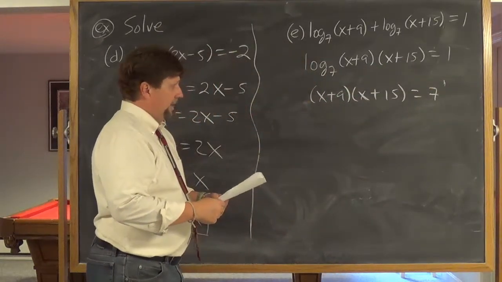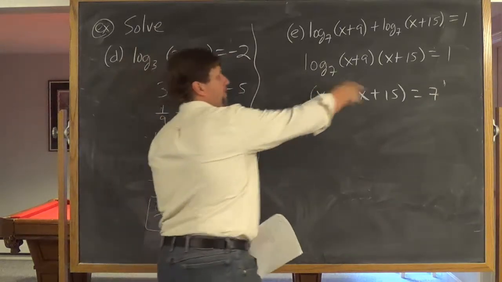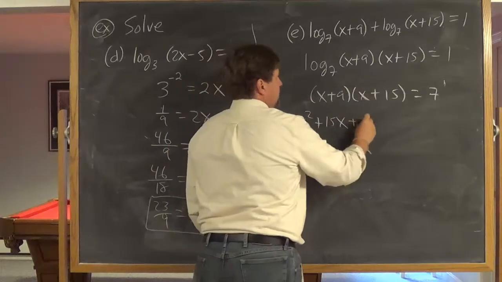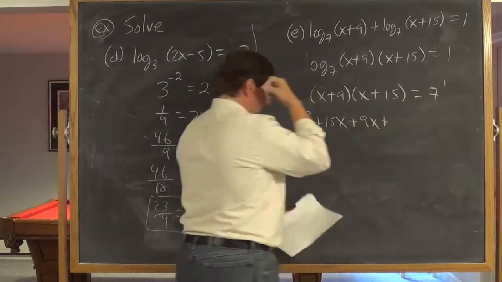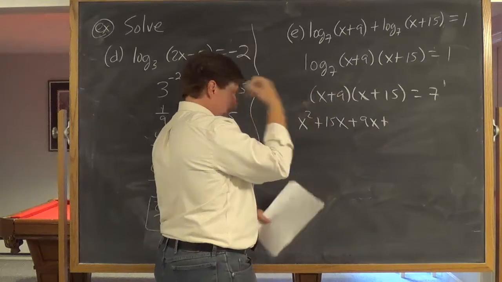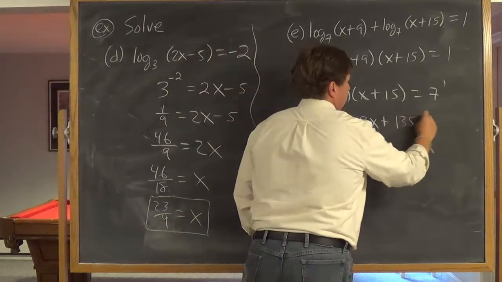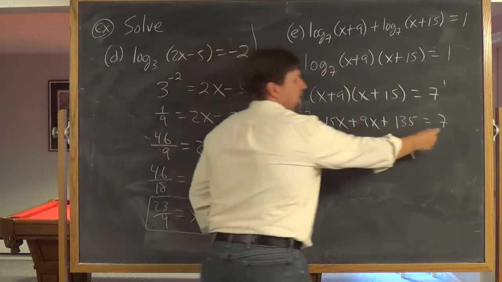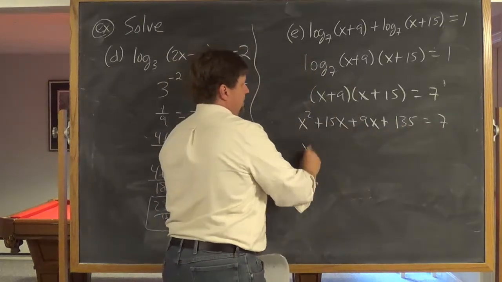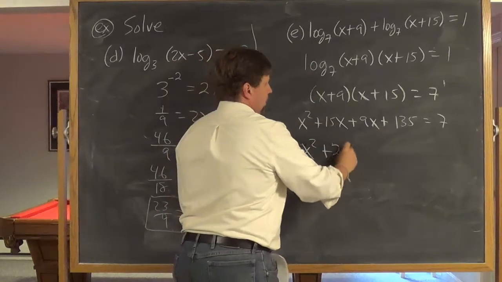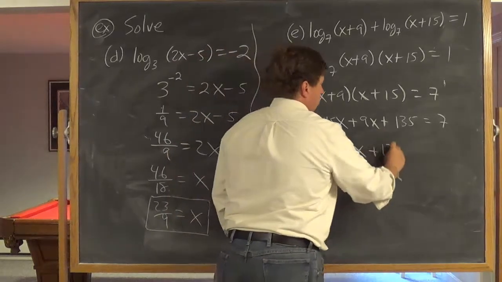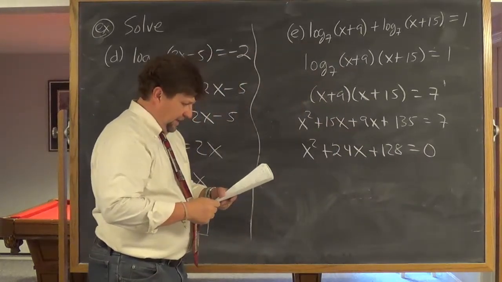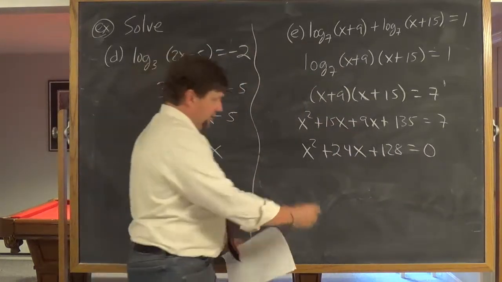And then we have to do a little foiling here. So if we FOIL, we get x squared plus 15x plus 9x plus, let's see, 15 times 9 is 135, equals 7. Combine our like terms and subtract 7 from both sides. That gives us x squared plus 24x plus 128 equals 0. And I hope that factors. It does.